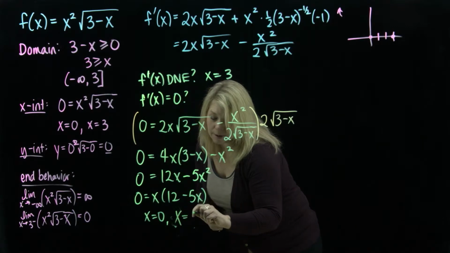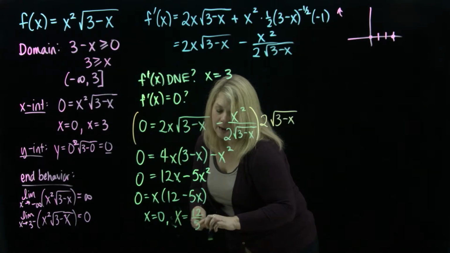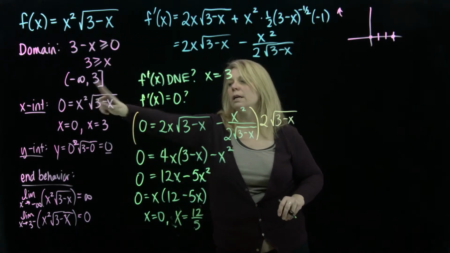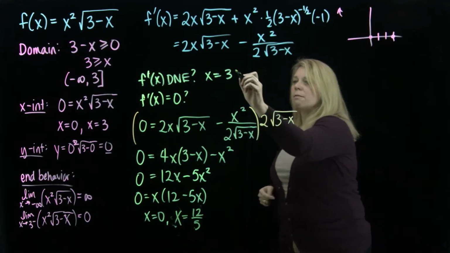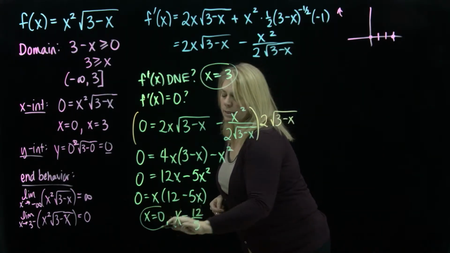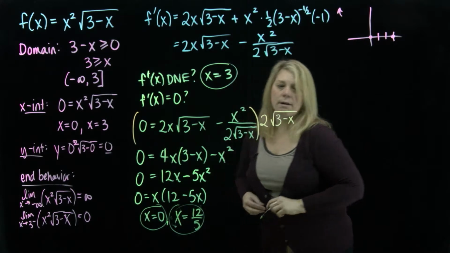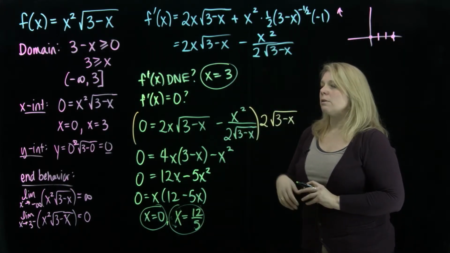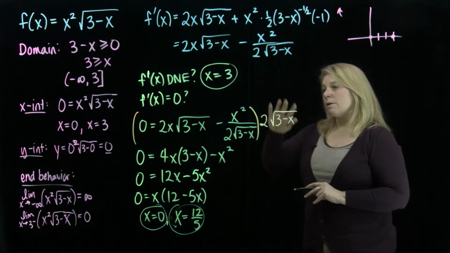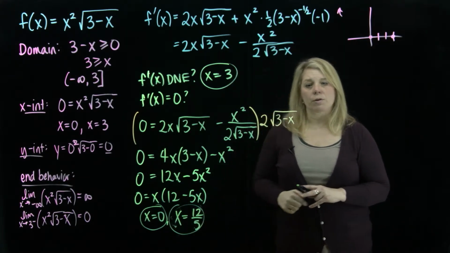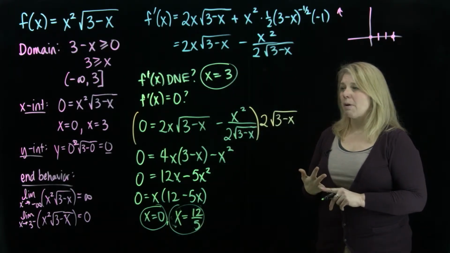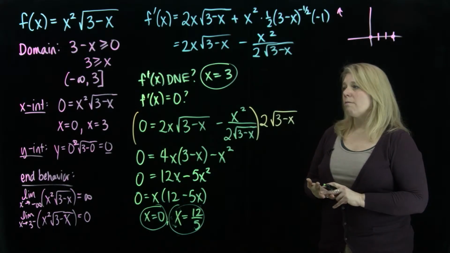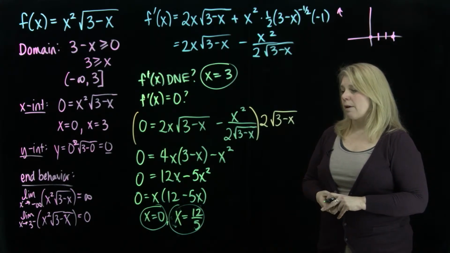All right, so you want to think about that. If that had been a value that was not in the domain, you would discard that. But 12 fifths is in this interval here, less than or equal to 3. So I have 3 critical values, x equals 3, x equals 0, and x equals 12 fifths. Those are all the places where the derivative is equal to 0 or does not exist. Those are all potential places for extreme values, maxima or minima, either local or relative or absolute extreme values.